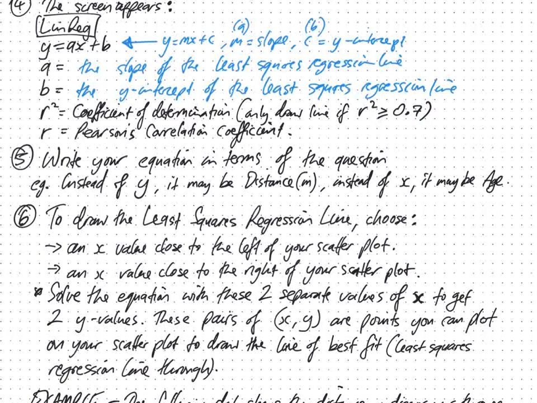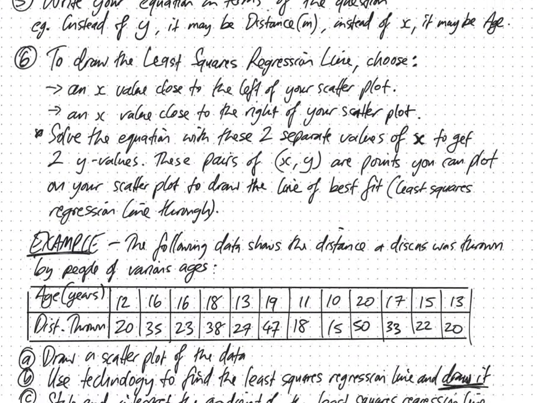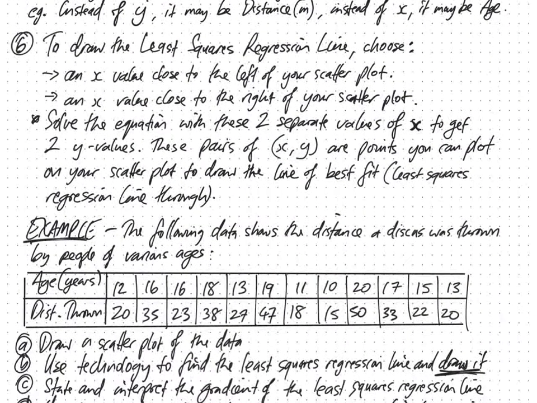The next step is you shouldn't leave the equation as y is equal to ax plus b. Really, you need to write your equation in terms of the question. So you remember in the question, the y is going to represent something. So it might be the distance, so you write distance instead of y. And the x is representative of the independent variable, so instead of writing x, you would write age, for example. Like the example that we've been hammering, which was the distance thrown of a discus and the age, you would write those instead of leaving it as variables.